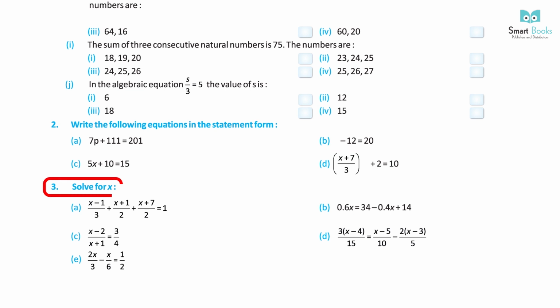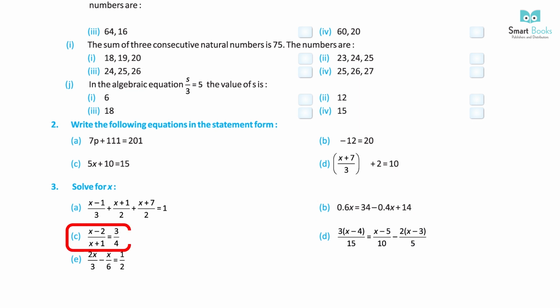Question 3. Solve for x. A. x minus 1 upon 3 plus x plus 1 upon 2 plus x plus 7 upon 2 equals 1. Solution: x equals minus 2. B. 0.6x equals 34 minus 0.46 plus 14. Solution: x equals 48.